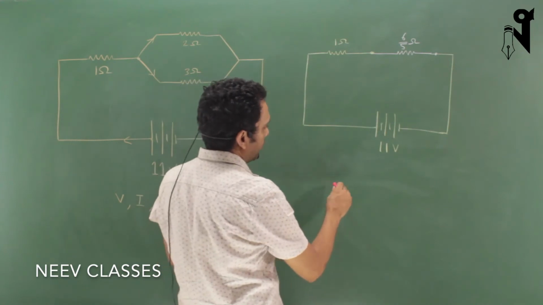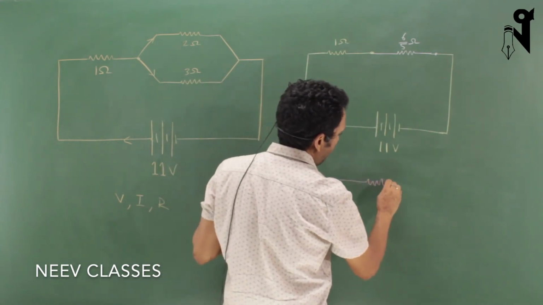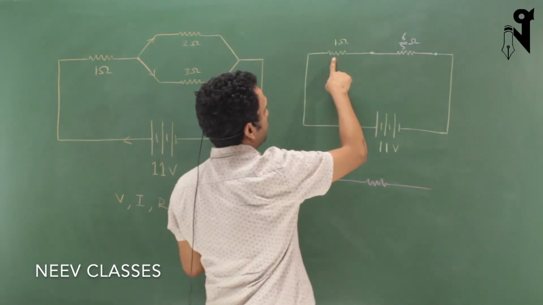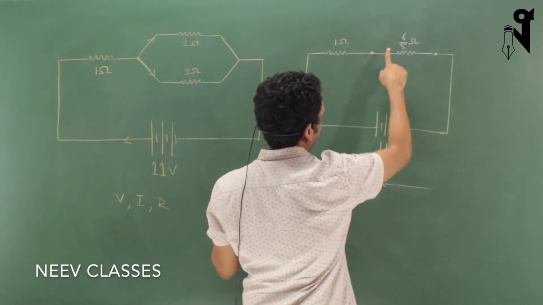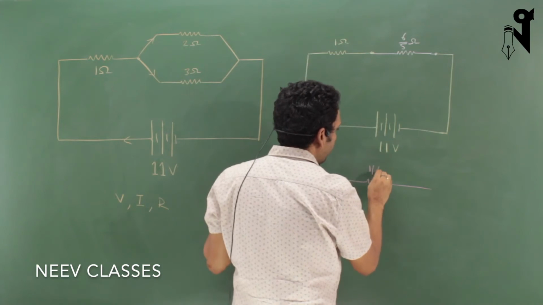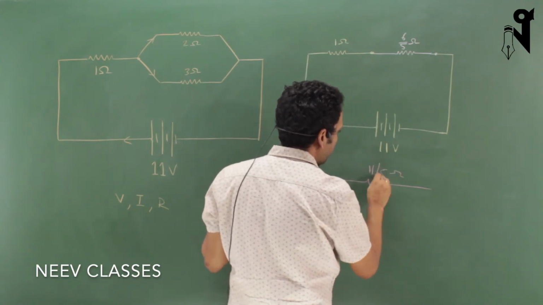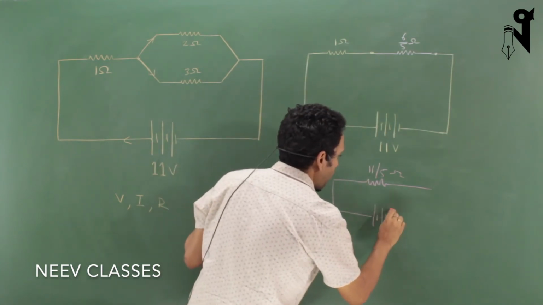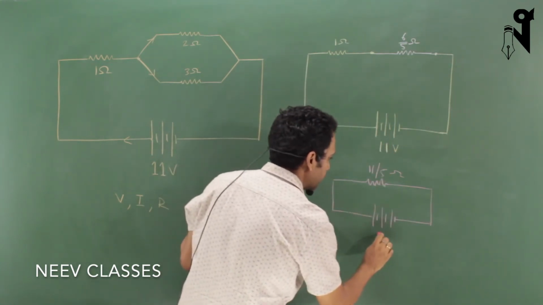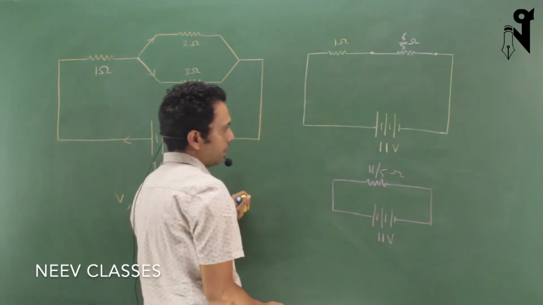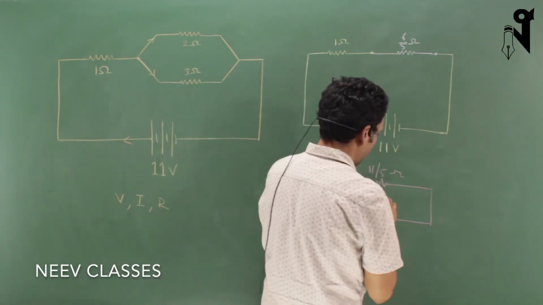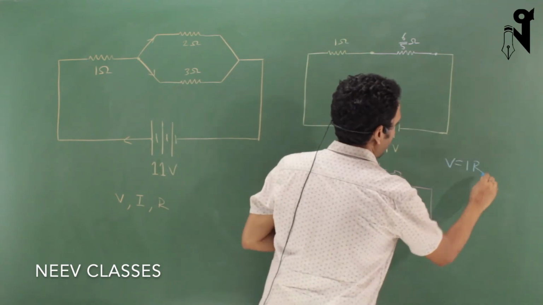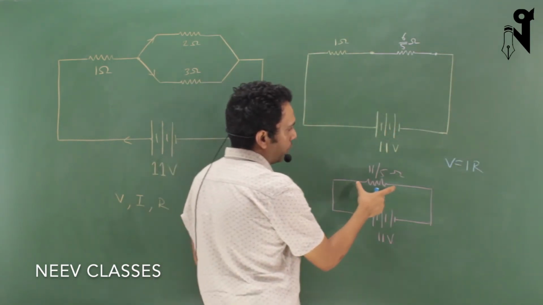So on further solving it, what we'll get is a single resistance of these two. So that is 1 plus 6 by 5. That's 5 by 5 plus 6 by 5, which is 11 by 5, 11 by 5 ohms, and the same battery of 11 volts. Now we can apply the formula safely. V is equal to IR, because now we know the voltage across this.